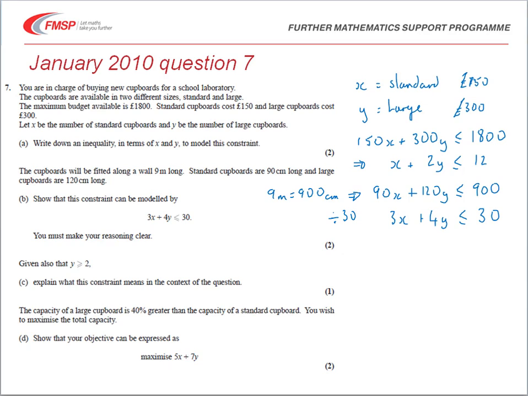We have another constraint, y is greater than or equal to 2. We're asked to explain what this means in the context of the question. Well, y is the large cupboards, so this is saying that we must buy at least 2 of those, so at least 2 large cupboards.